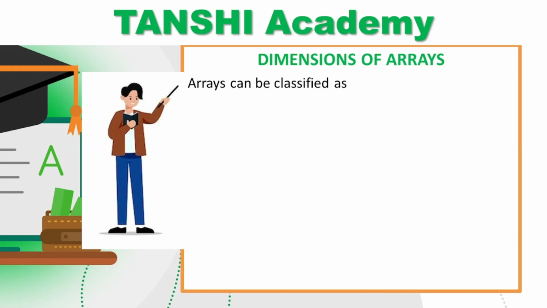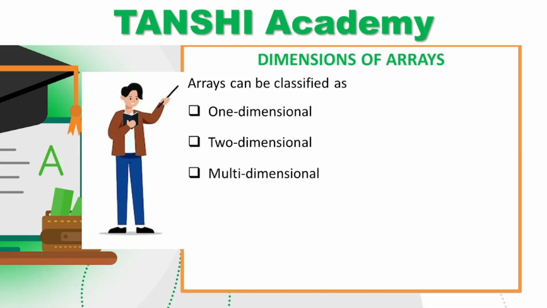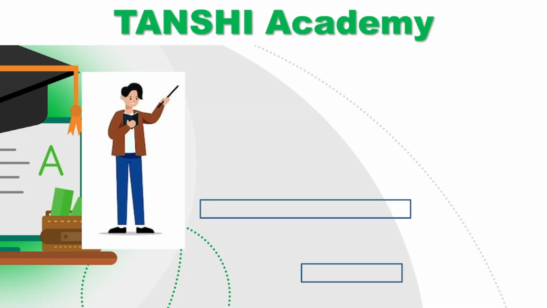Dimensions of an array. Arrays can be classified as follows: one-dimensional, two-dimensional, or multi-dimensional arrays. So these are the different dimensions of arrays: one-dimensional, two-dimensional, or multi-dimensional arrays.